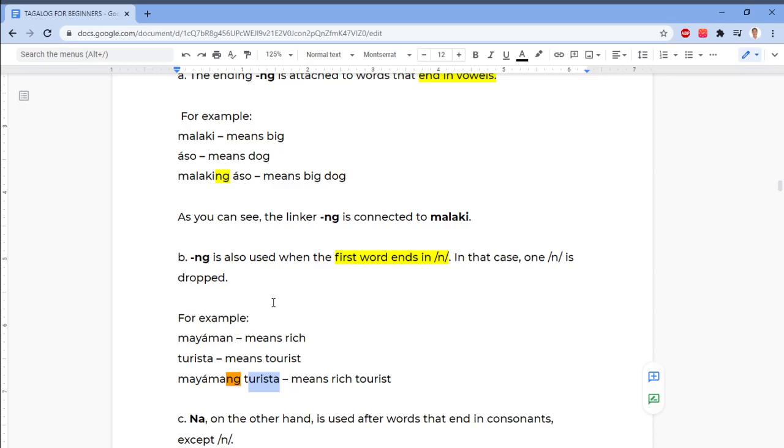So that is how the Tagalog linkers function. It is really important for you to know this because in the next lesson you will learn about basic greetings. That's why it's important to know when we insert this ng and so on.